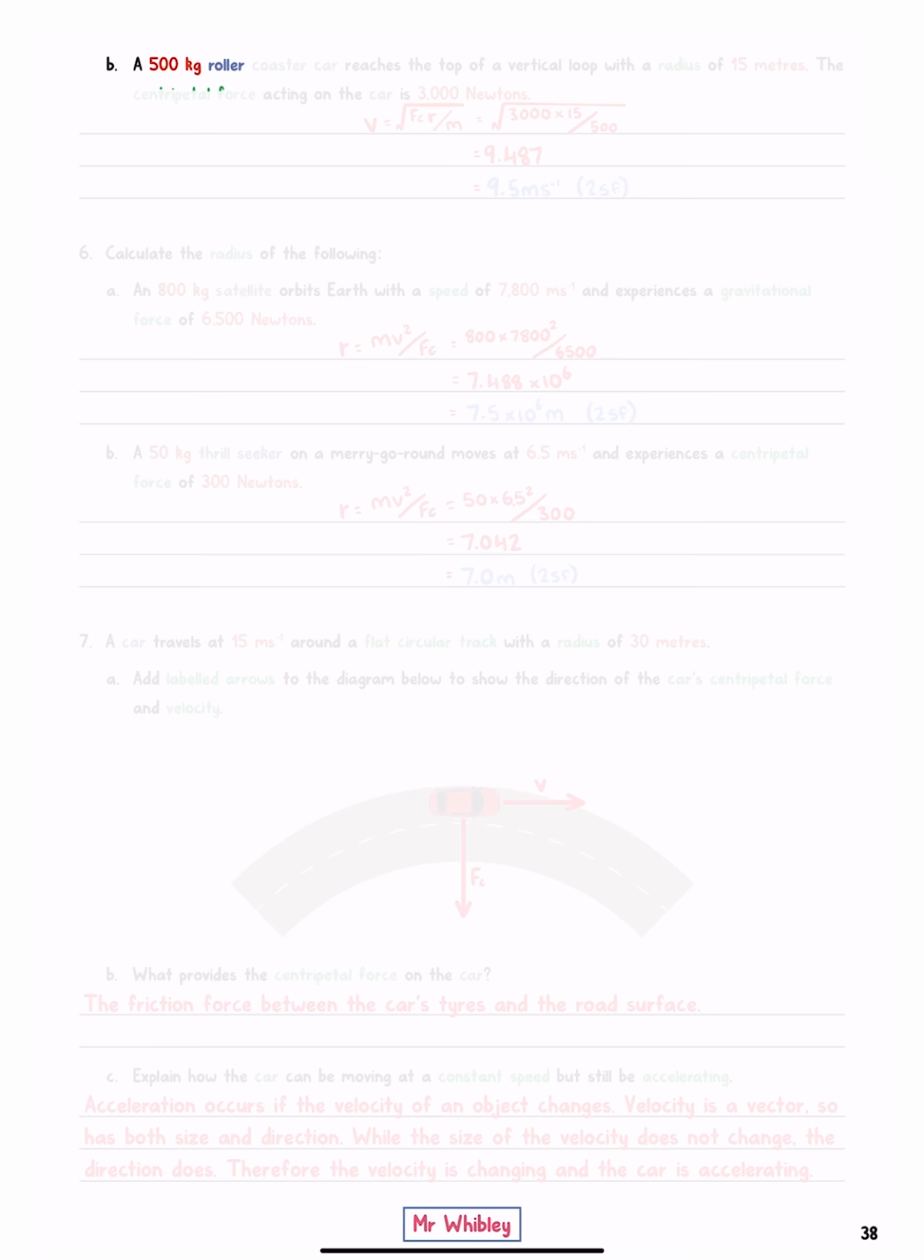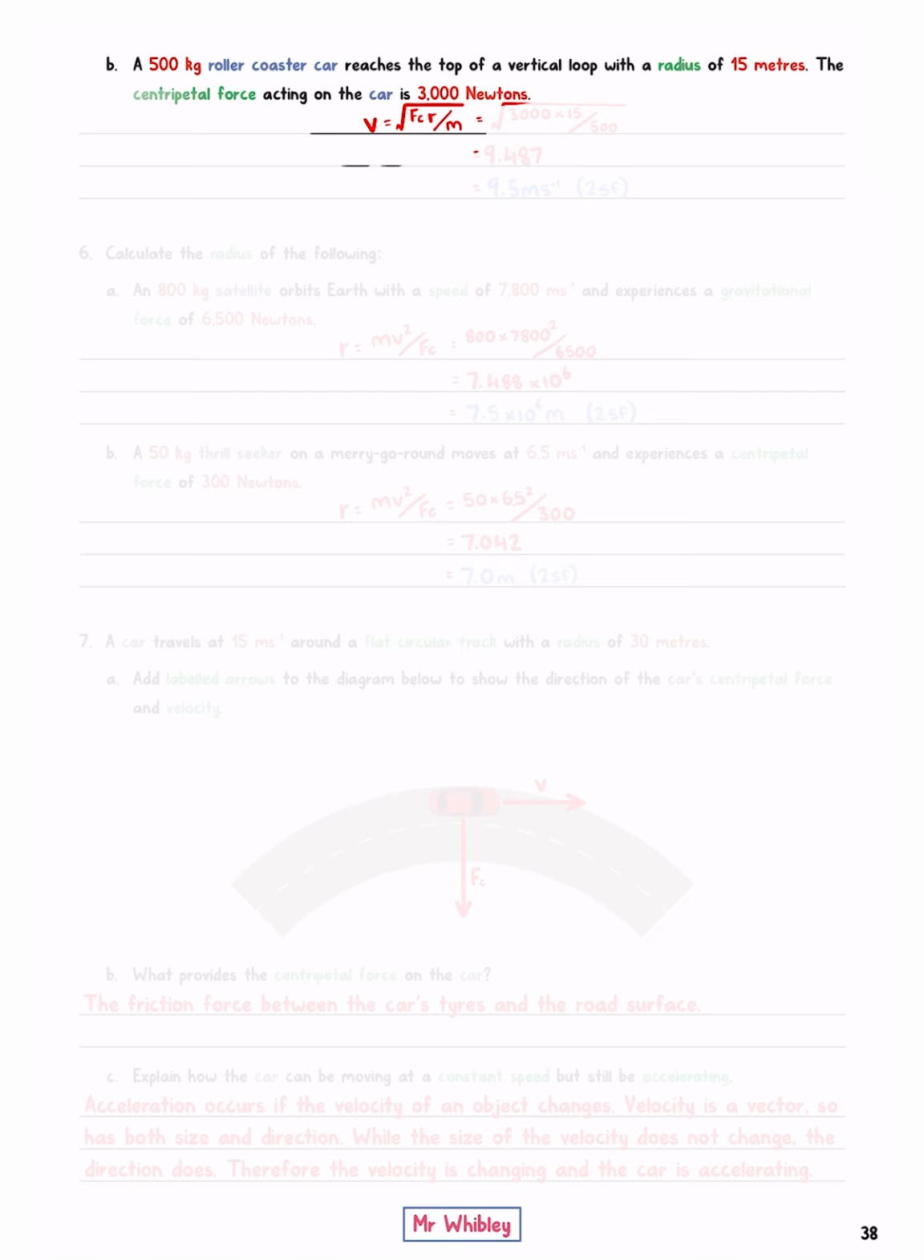A 500 kilogram roller coaster car reaches the top of a vertical loop with a radius of 15 meters. The centripetal force acting on the car is 3000 newtons. Once again, taking our velocity equation that we solved for on the last page, putting in our numbers gives me 9.487 or 9.5 meters per second to two significant figures.